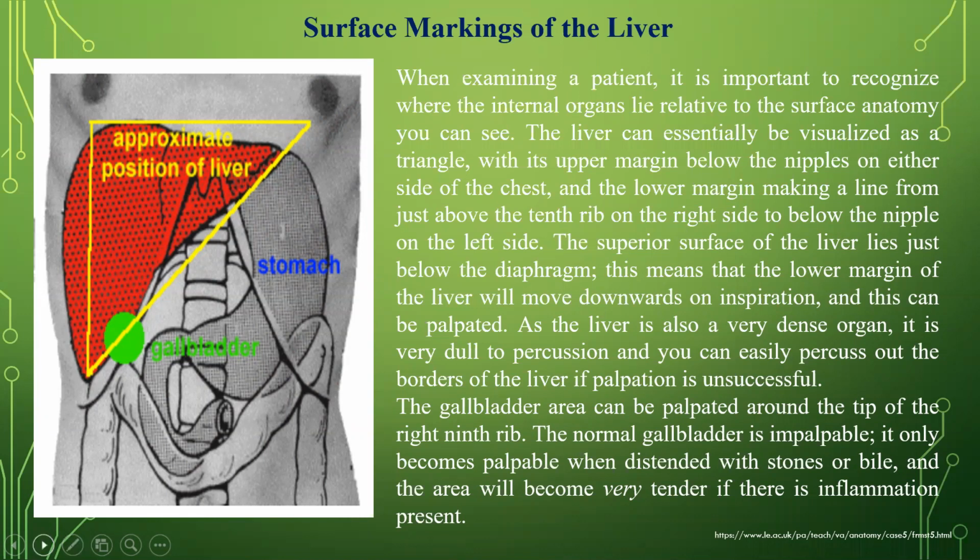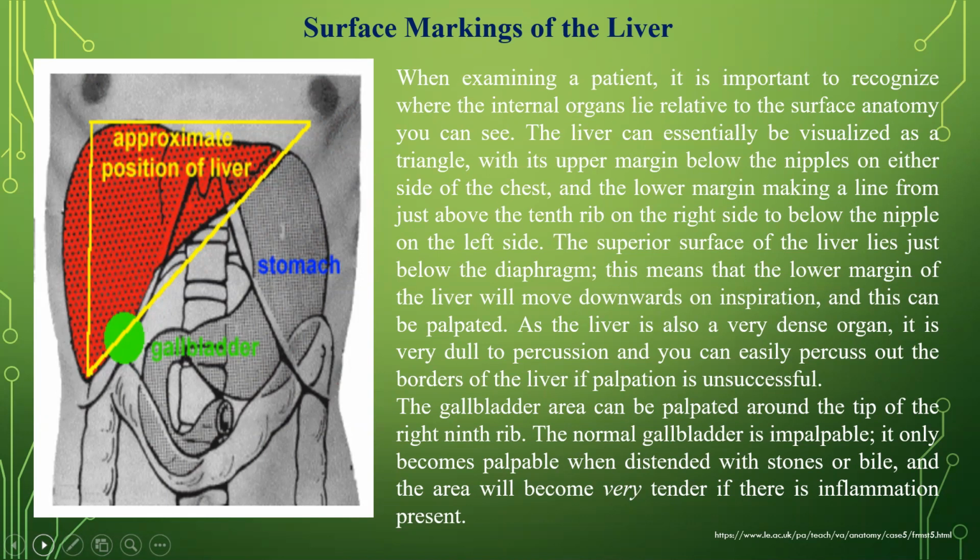The liver can essentially be visualized as a triangle with its upper margin below the nipples on either side of the chest, and the lower margin making a line from just above the tenth rib of the right side to below the nipple on the left side. The superior surface of the liver lies just below the diaphragm. This means that the lower margin of the liver will move downward on inspiration, and this can be palpated.